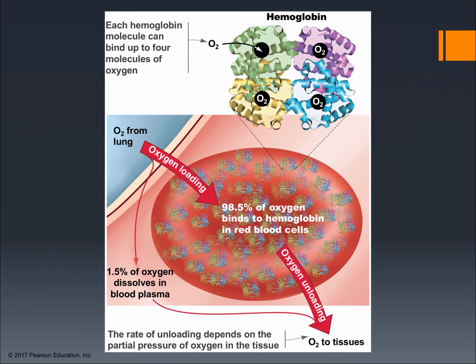So here's a look at this figure. And you can see that each hemoglobin molecule can bind to up to 4 molecules of oxygen right here. So there's your hemoglobin. And in the bottom picture, it's showing you that oxygen is loading from the lungs to the hemoglobin, and it's unloading to the tissue. And that depends on the partial pressure of oxygen in the tissue. Remember, these gases are going to move down their pressure gradient, so they're going to go from where there's a high pressure to a low pressure, and it all depends on the needs of the body.